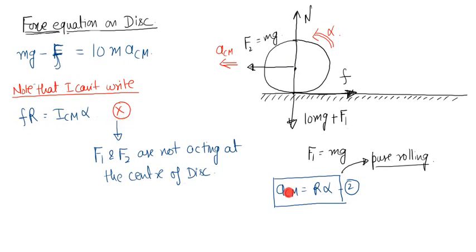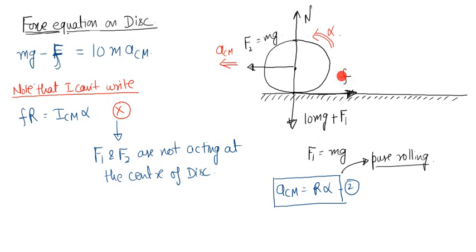Now, because the floor is sufficiently rough and there will be no slipping, ACM will be equal to R into alpha. This is very simple, and we use this equation so many times, in almost 50% of the questions of pure rolling. So I have two equations now: F2 minus f equals 10m ACM, and ACM is equal to R alpha. I have three variables: ACM, alpha and small f.